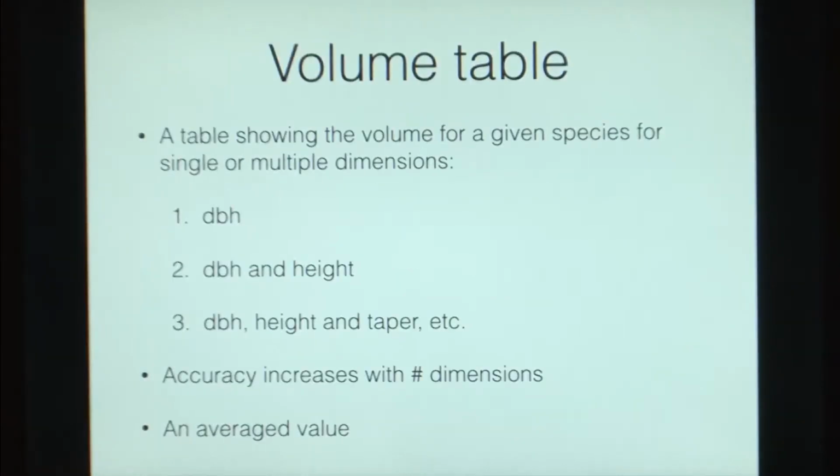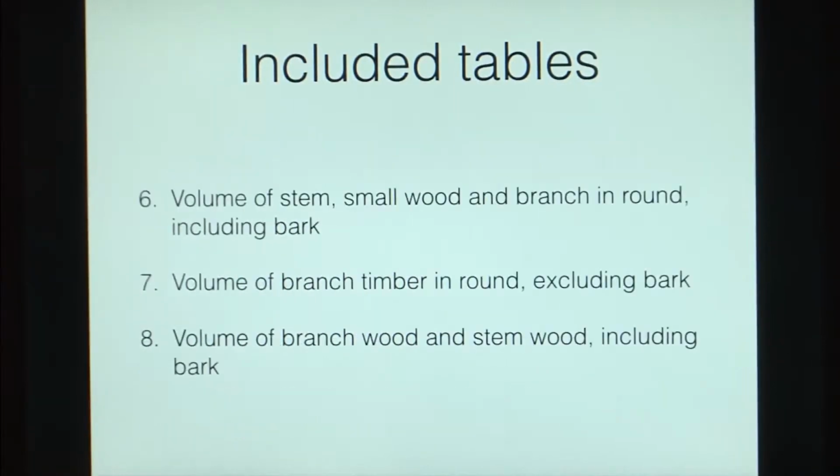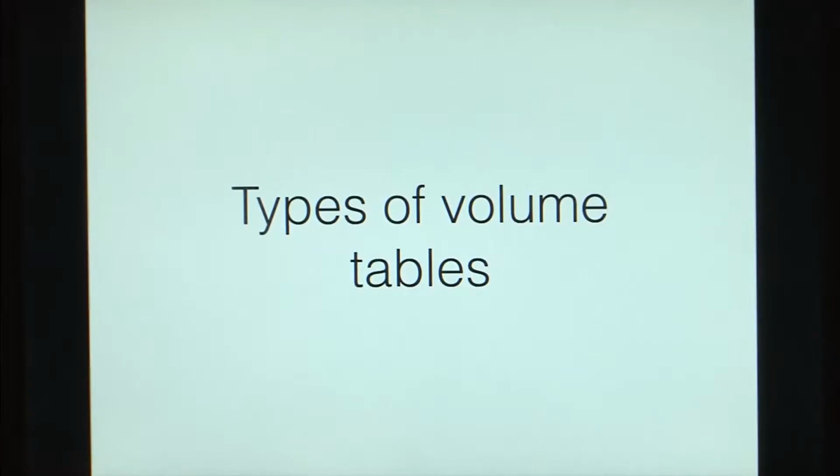A volume table is a table that shows the volume of a given species for one or multiple dimensions. Those dimensions can be diameter at breast height, DBH, and height, DBH, height and taper. Taper can be given in the form of form factor and so on. So, there are a number of tables that are included in the volume table.